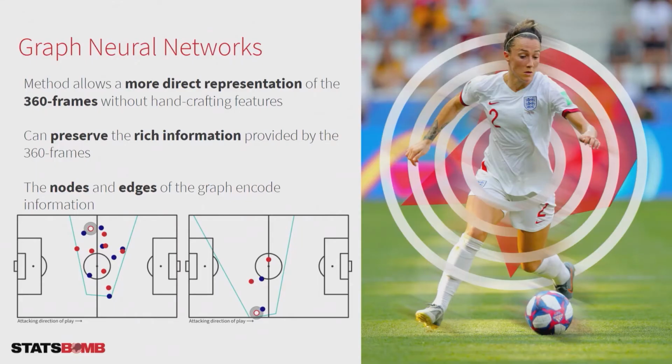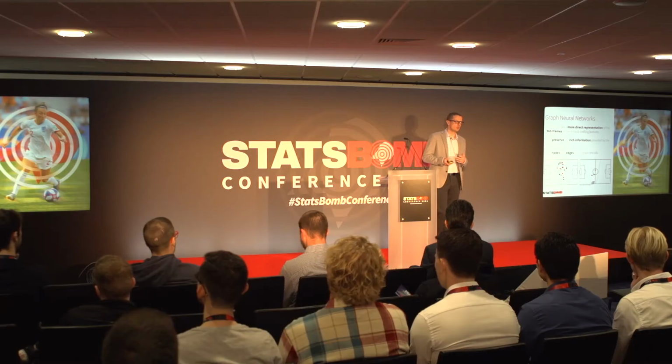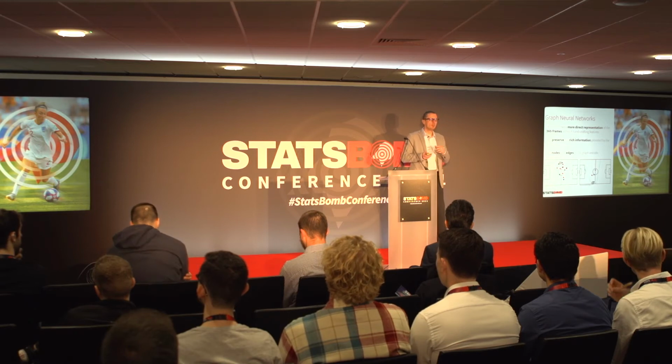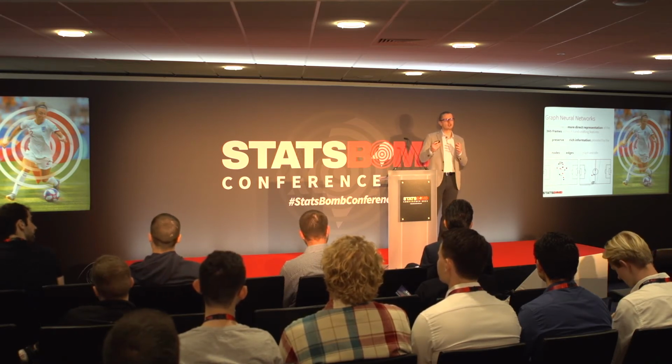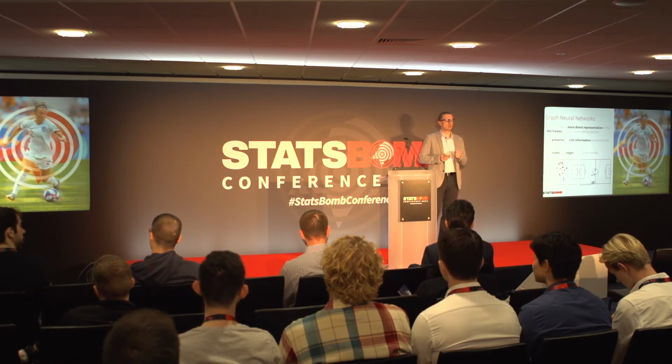From a football point of view, and particularly with 360 in mind, it's a method that allows a much more direct representation of the 360 frames. We could try and torture our data into a more tabular format that we're used to and feed that through the more traditional techniques. But we'd have to handcraft our features. So what I mean by that is, for example, from a 360 perspective, we want to know, okay, how far away is the nearest opposition defender? Okay, cool, I can calculate that.